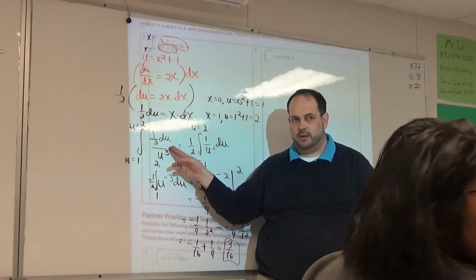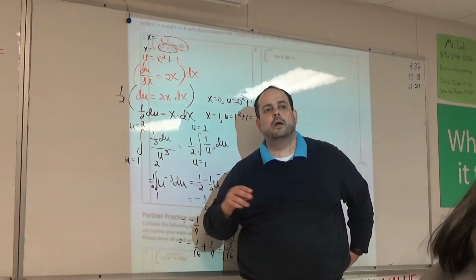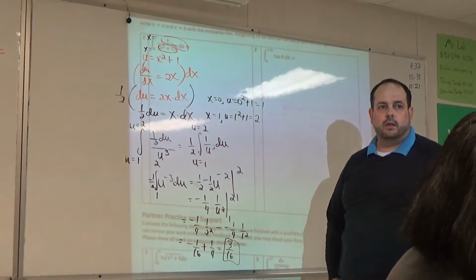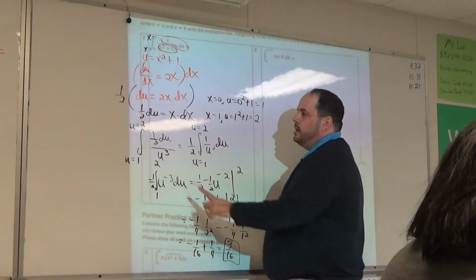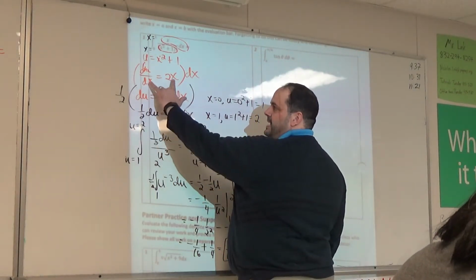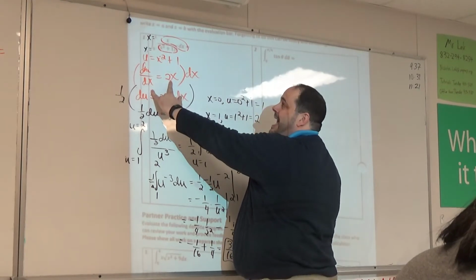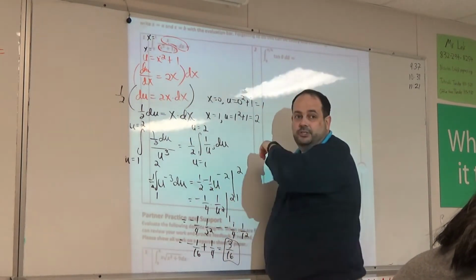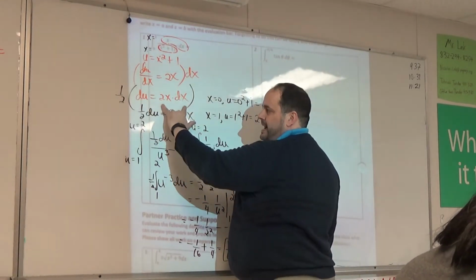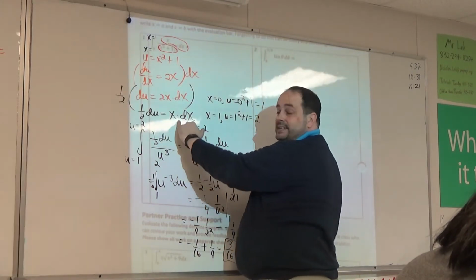Daisy, are we okay? Can you repeat the 1/2 one again? The reason that we're multiplying the derivative of the baby by a half is to get the x dx to show up. And so if I multiply by a half, that's how the x dx is going to show up.